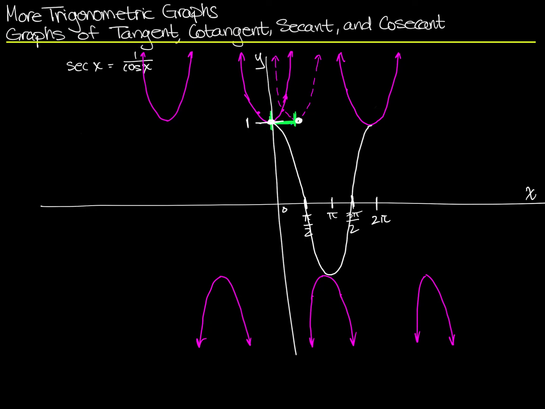So that's my cosine graph. The pink graph is the reciprocal of that graph, right? And so therefore it's the secant graph. Whereas the graph of cosecant, which is this dotted line here, comes up to 1 here, and it goes to 0.